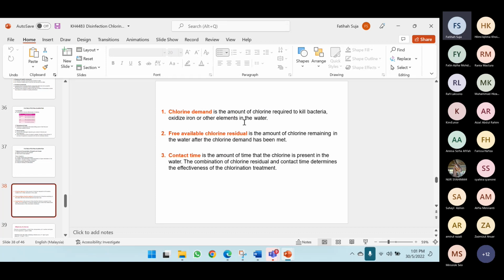What is chlorine demand? Chlorine demand is the amount of chlorine required to kill bacteria, oxidize iron or other elements in the water. Free available chlorine residual is the amount of chlorine remaining in the water after the chlorine demand has been met. Contact time is the amount of time that the chlorine is present in the water. The combination of chlorine residual and contact time determines the effectiveness of the chlorination treatment.